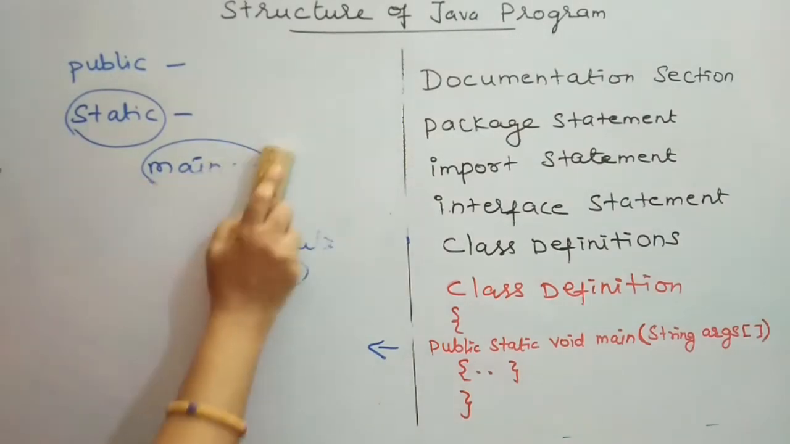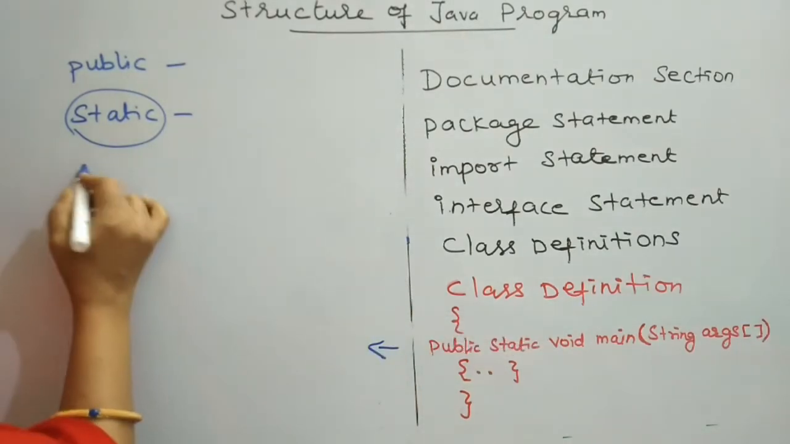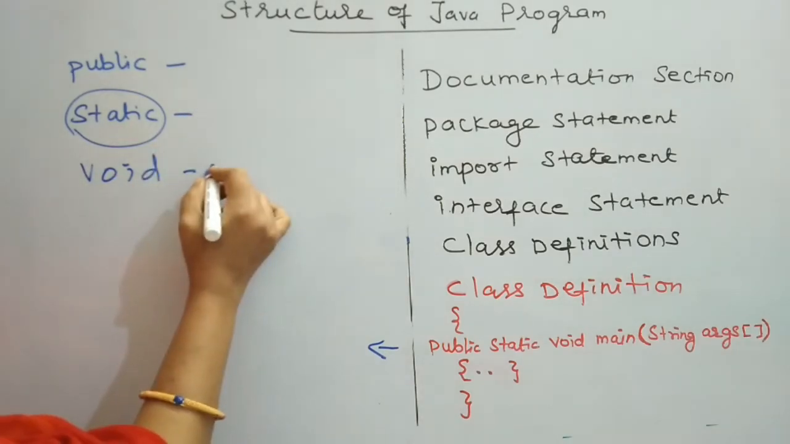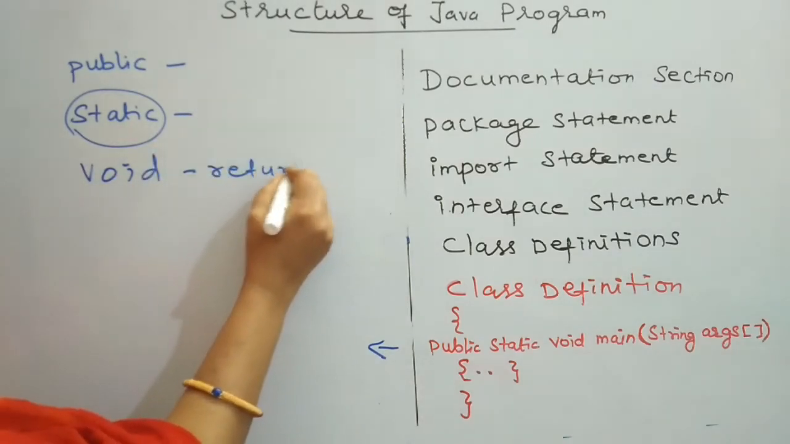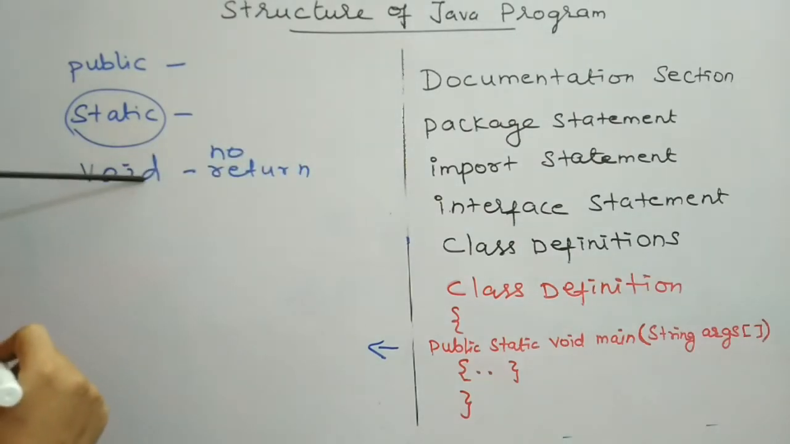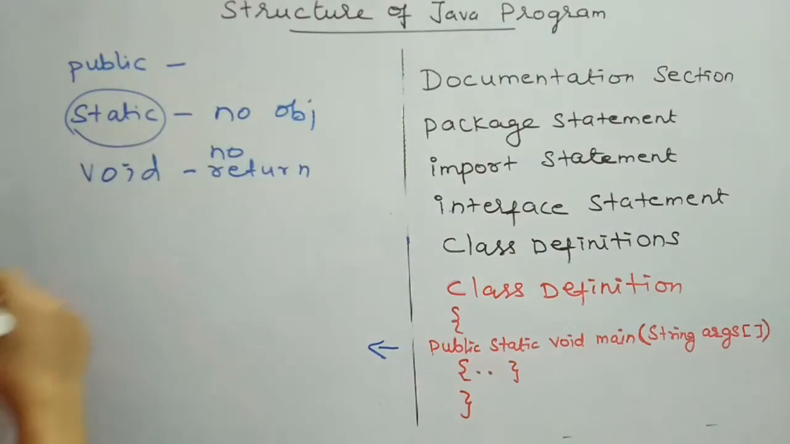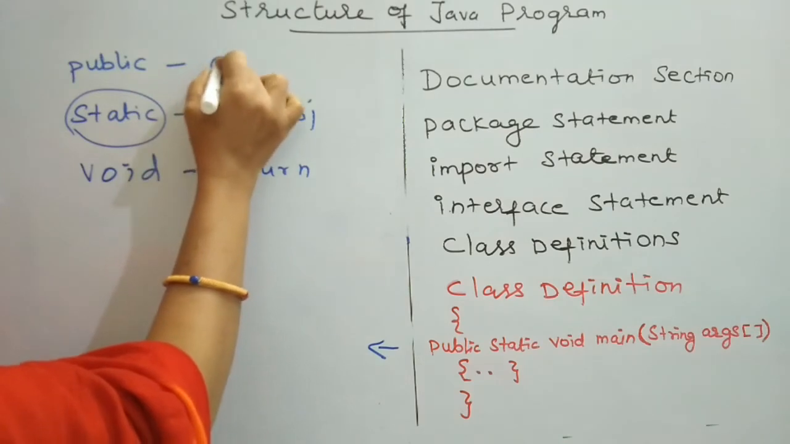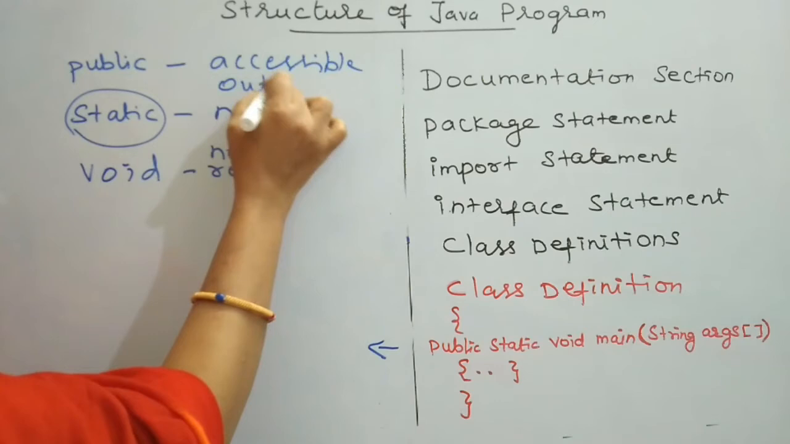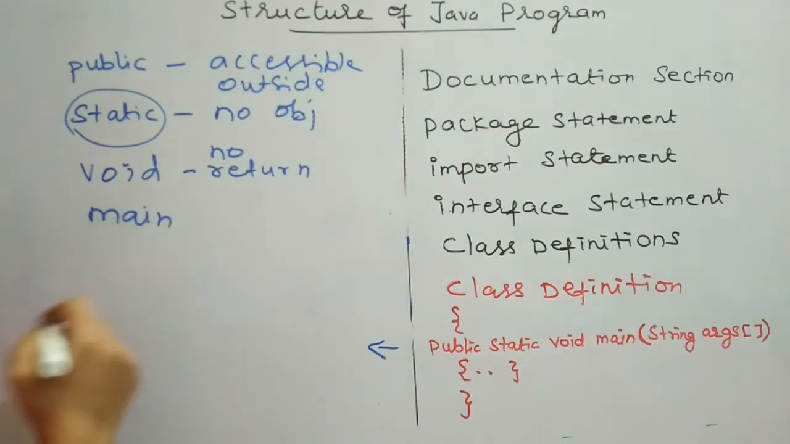Okay. And then the next keyword in this method signature is void. Okay, so what does void specify? Void specifies that it is not going to return anything. Okay, so it will not return anything. So it is void. Static means we don't need an object to invoke this method. Public means it is accessible outside our class definition. It is accessible outside. Okay, and then main is the name for my method.